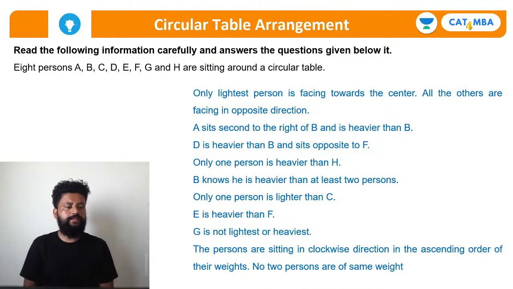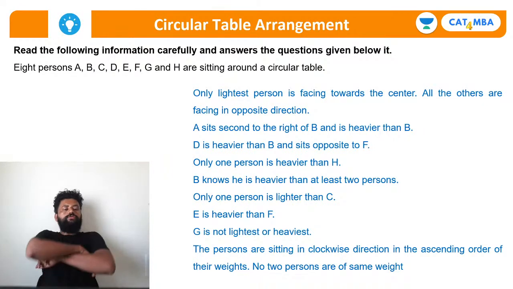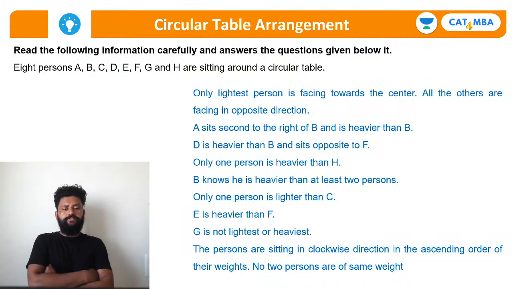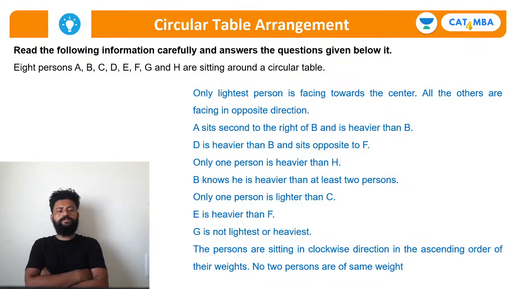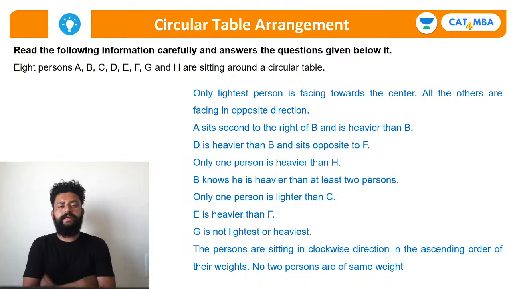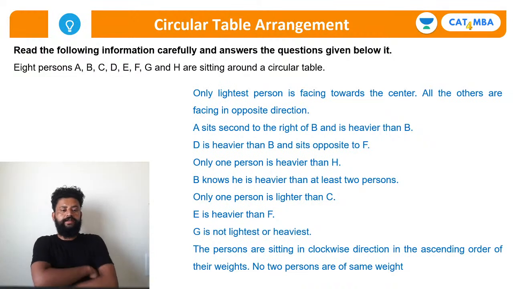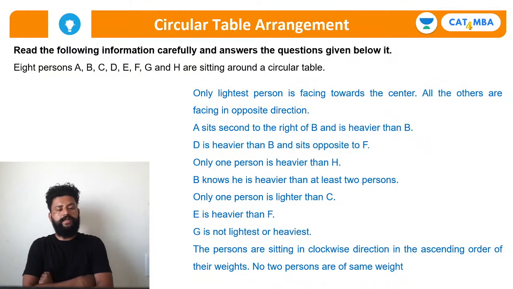Again, this is also going to be a challenging question. So 8 persons A, B, C, D, E, F, G and H are sitting around a circular table. Now the first clue: only the lightest person is facing towards the center. That means out of 8, just a single person is facing center and all others are facing outside. But we don't know who that lightest person is. So all the others are facing in the opposite direction.